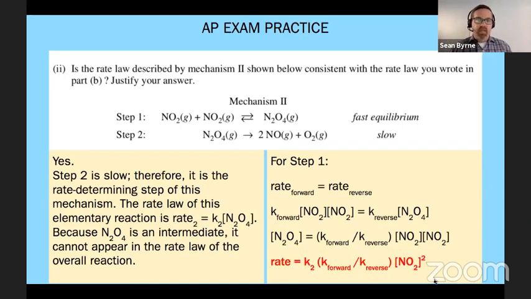And that would be consistent with what we saw in part B as well, right? As long as the K that we had in part B matches this K here. So we might make a note of that.